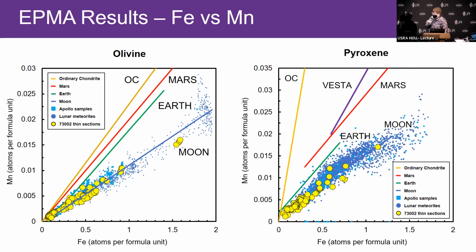The plots we used to really interrogate the probe data, in terms of whether we thought they were lunar in composition or not, were these iron versus manganese plots. All the data from 73002 is in the yellow circles, and we have polar samples and lunar meteorite values in the blue colors. You can see some trend lines for different planetary bodies, like Mars, Earth, ordinary chondrites, and the Moon. Unfortunately, most of these plot along the Moon line or within the spread of other Apollo samples and lunar meteorite values.